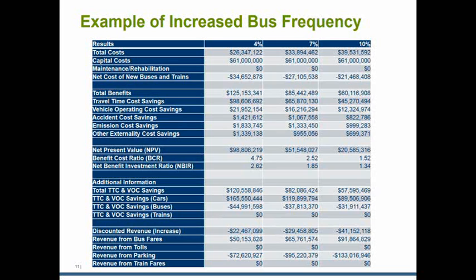So why are we getting accident costs? If you're taking vehicles off the road because people are using buses now, you're going to have fewer accidents simply because you have fewer vehicles. Again, we've got emission cost savings, fewer vehicles, so you'll have fewer emissions. We've got some travel time cost savings and some vehicle operating cost savings.